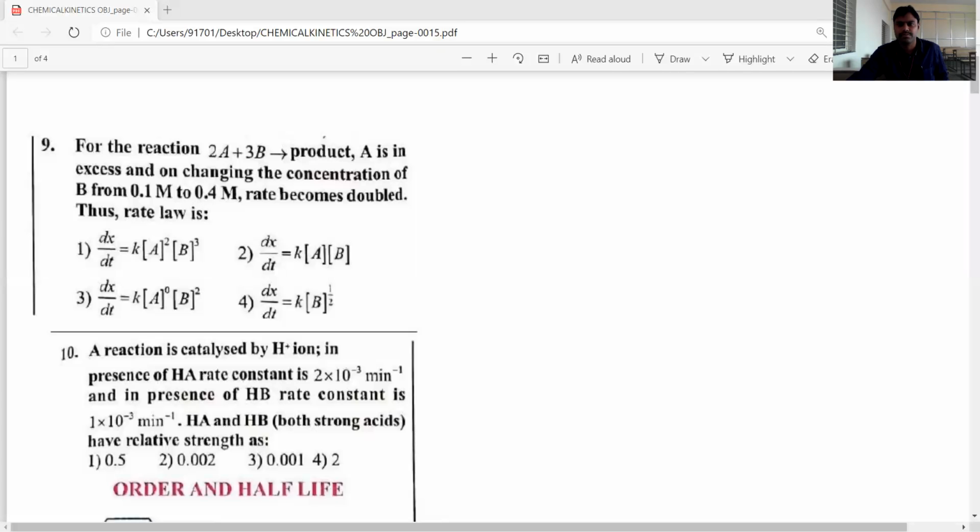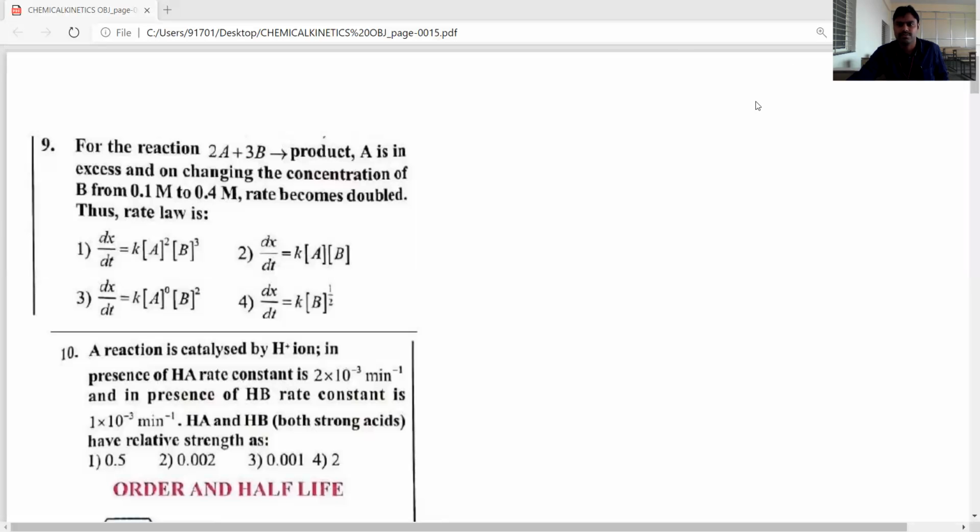Okay, listen, dear students. In the last class, we completed up to 8 questions from Level 3 chemical kinetics chapter objective. Let's see the next question, the ninth question. This question is very easy. We have to find the rate expression. The given equation is 2A plus 3B gives products. Now, excess of A is present. A is in excess.